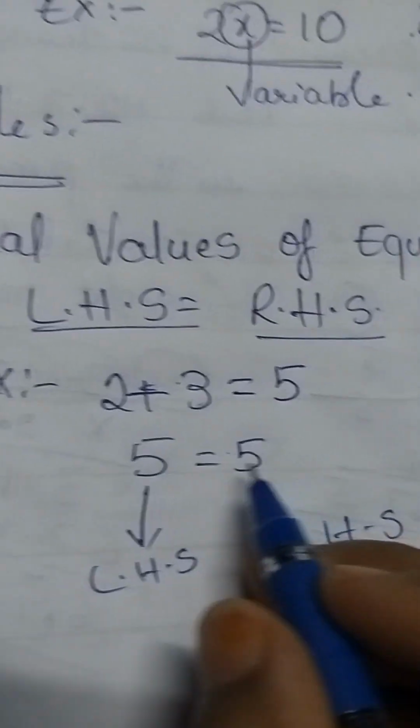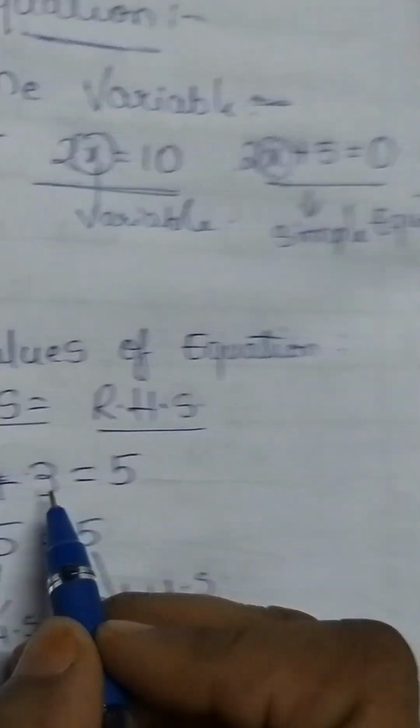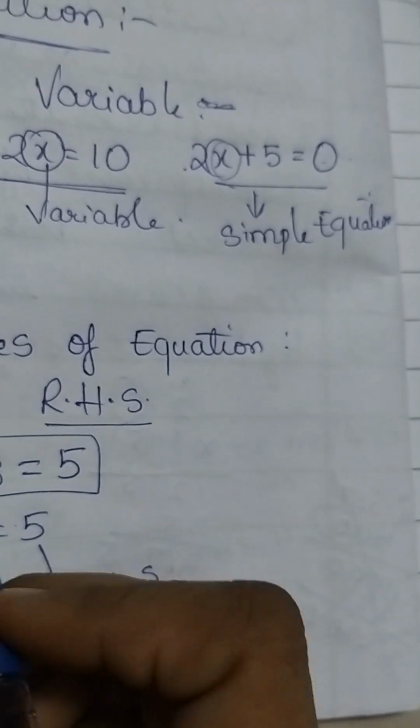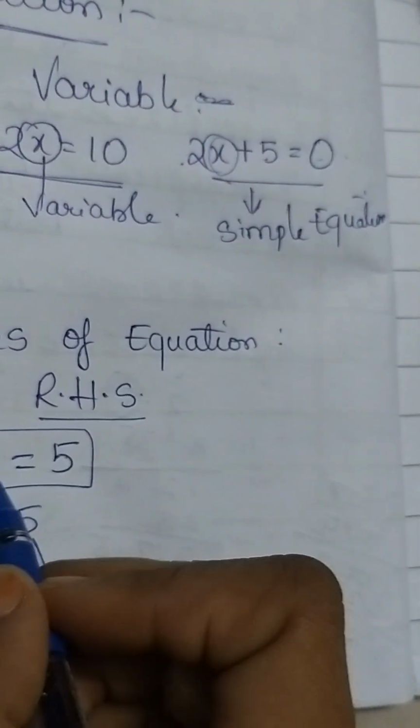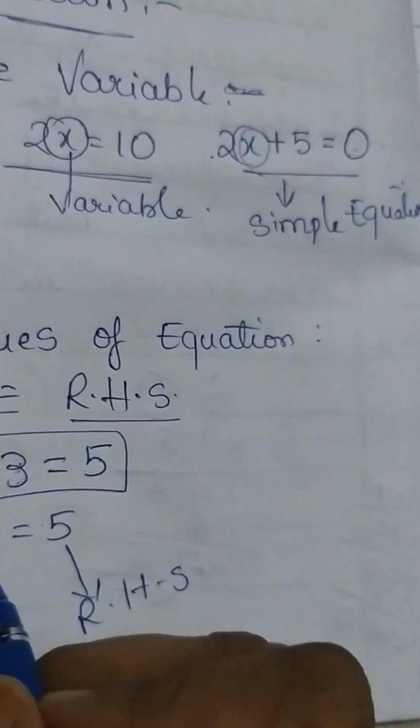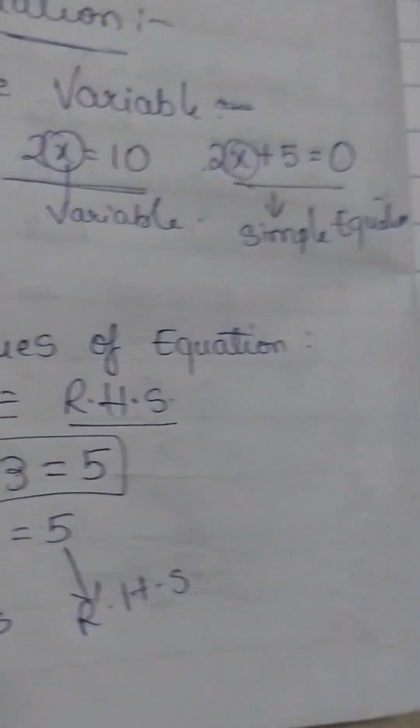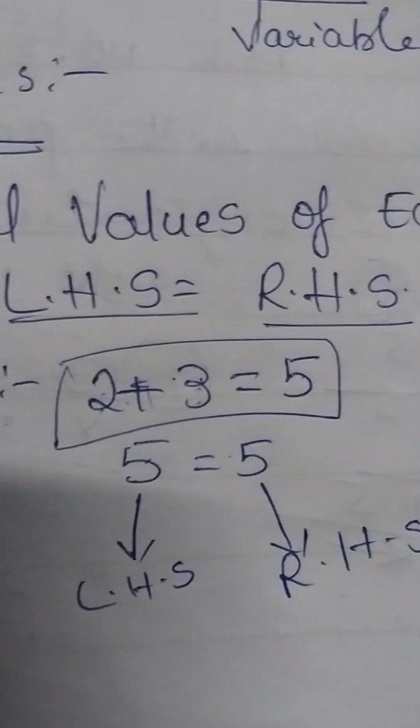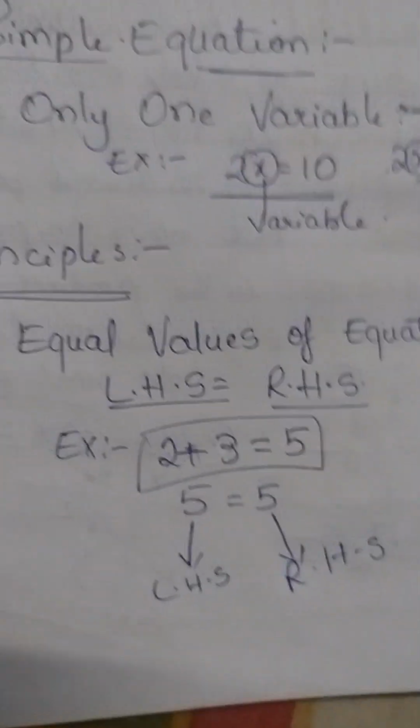Then both values are the same. If an expression is given like this, 2 plus 3 equal to 5, then we get 5 equal to 5. Then LHS equal to RHS. Then both sides are equal, children. The values on both sides are equal.